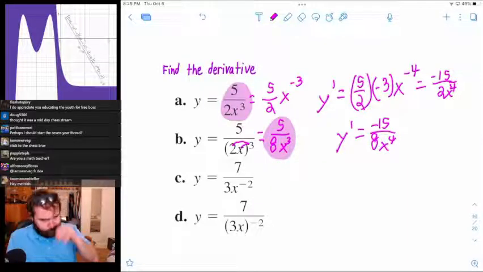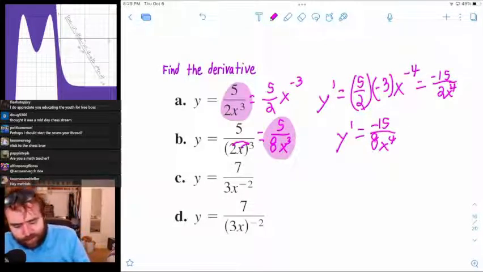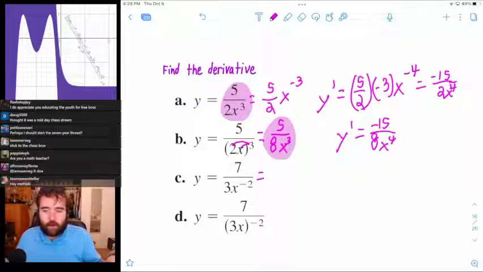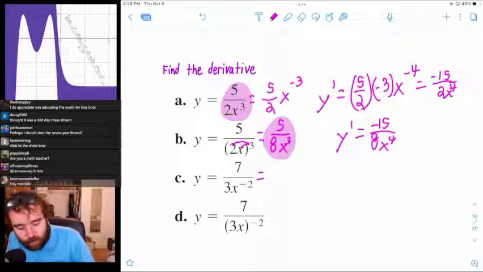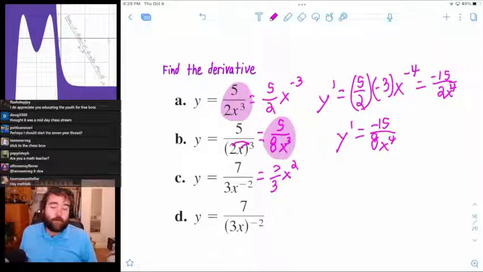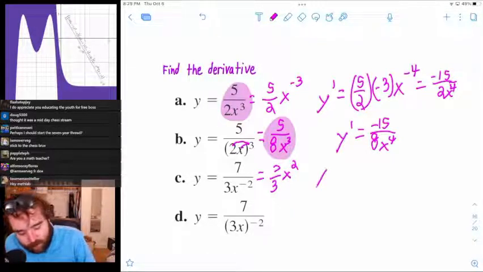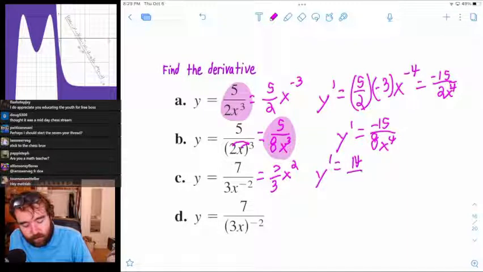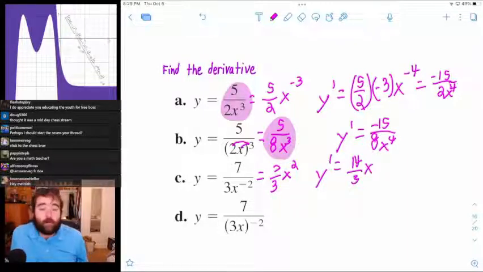All right, now C. C is weird because you wouldn't really write a function like that necessarily, right? But we can still rewrite it. It's still x in the denominator, and we don't like that for power rule. You can't have that for power rule. So we'll bring the x to the top. So 7/3 times x squared. And from there, it's just classic power rule. We're just going to bring the power to the front. So 7 times 2, 14 over 3. And then decrease the power by 1. So 14 over 3, x to the first, which is just x.